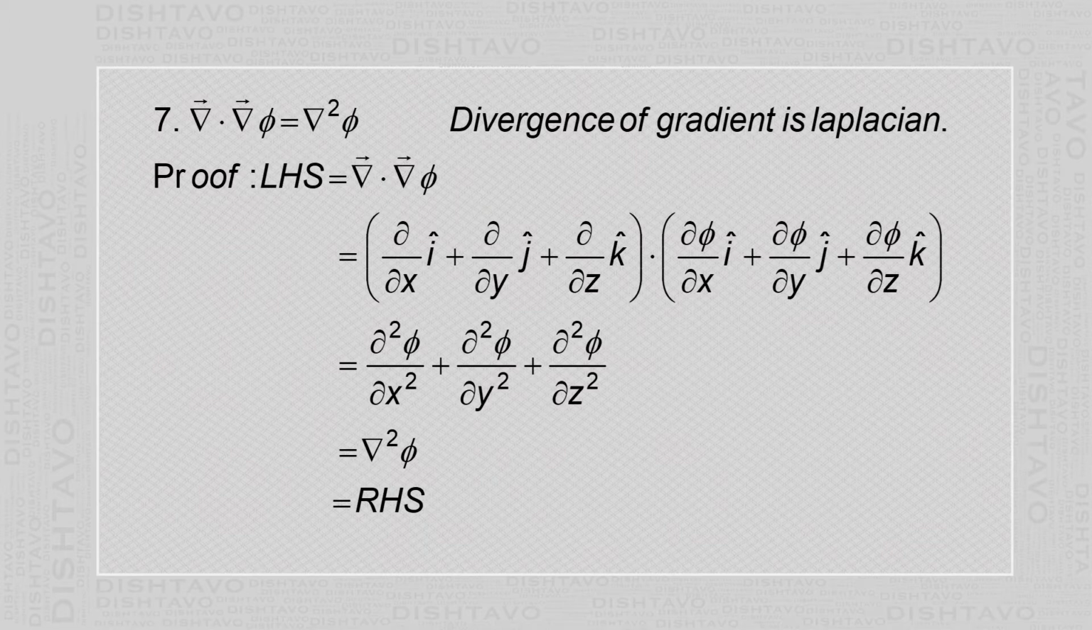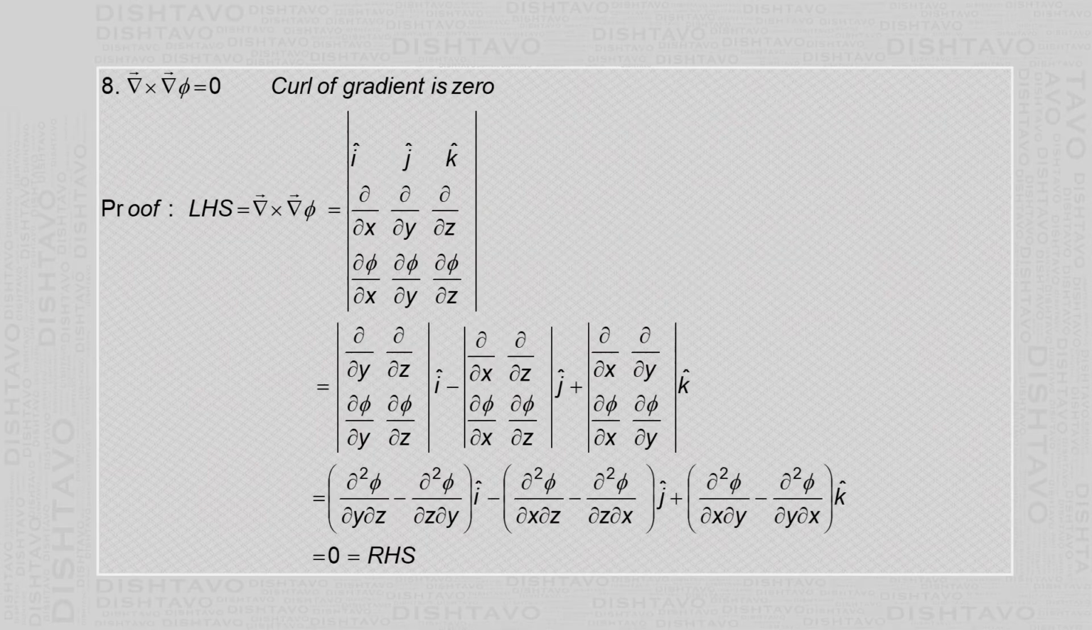So here dou by dou x of dou phi by dou x turns out to be dou 2 phi by dou x2, then plus dou by dou y of dou phi by dou y turns out to be dou 2 phi by dou y2, plus dou by dou z of dou phi by dou z turns out to be dou 2 phi by dou z2. And this is nothing but del square phi, which is equal to the right hand side.